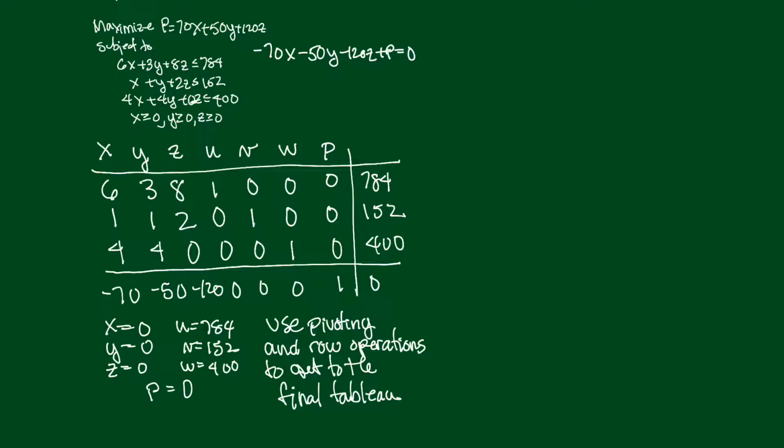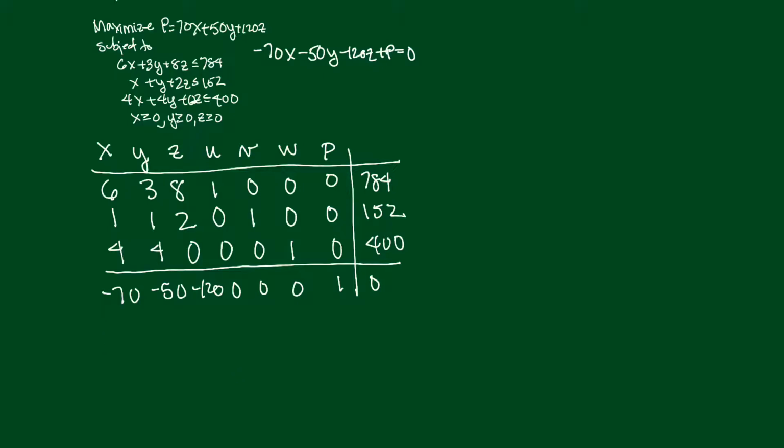So our plan is to use pivoting and row operations to get from this initial tableau to the final tableau, from which we can read the solution to our linear program. That is, find the values of x, y, z that maximize our profit function. Now, when you look down to this last row where that profit function is, you see the most negative number. I'm down here at negative 120, to the left of these numbers here. That's where I want to start.